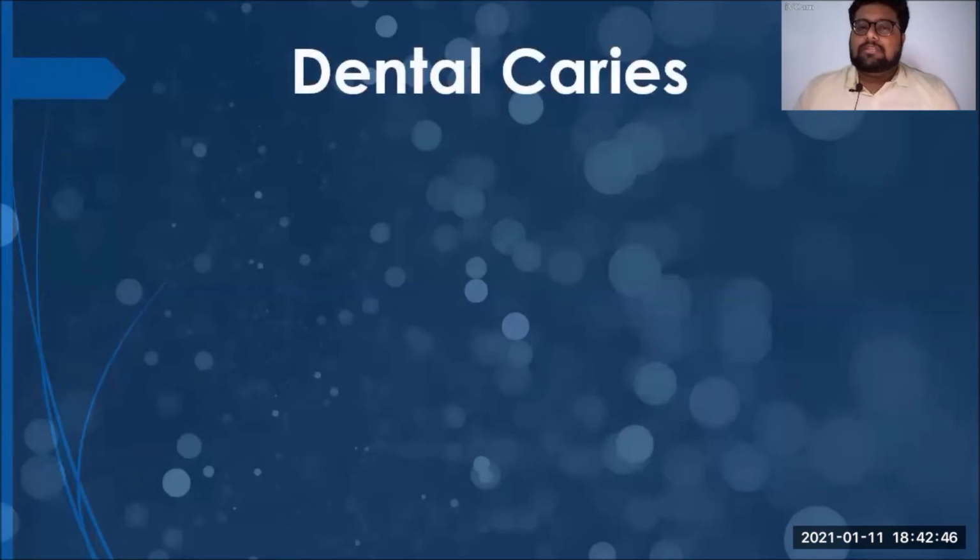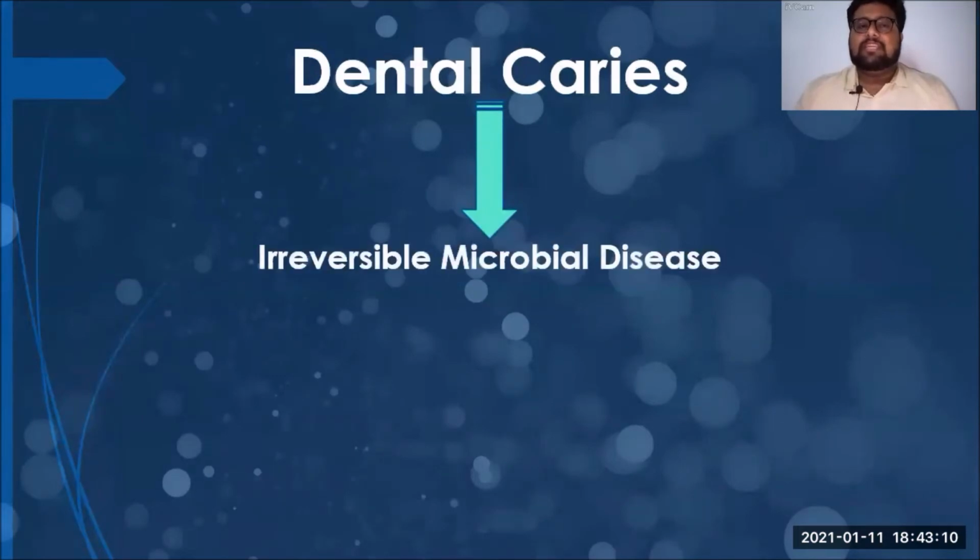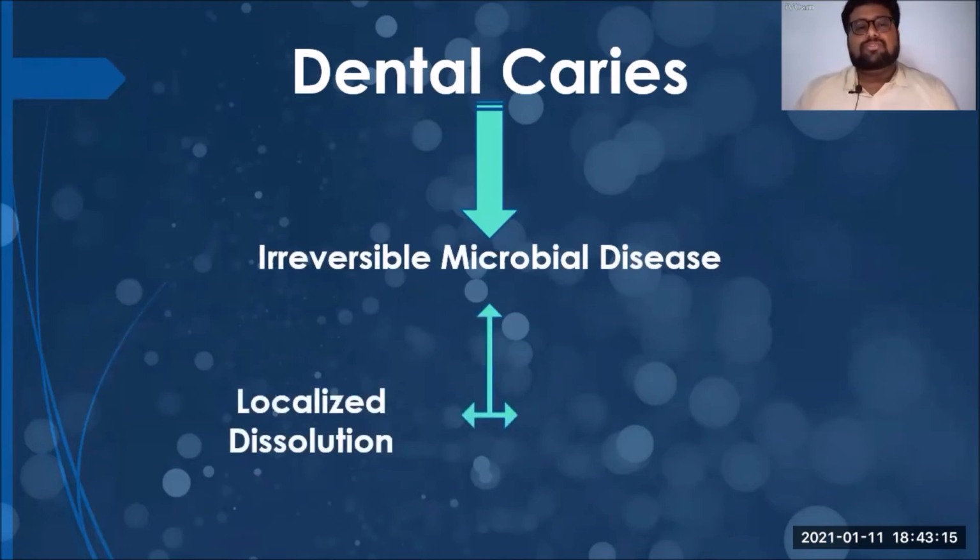Now we'll go to dental caries. What do you know about dental caries? The simple way to understand it is that it is some sort of disease in the tooth which causes it to rot. The word caries comes from a word meaning rot. The basic definition of dental caries is that it is an irreversible microbial disease that causes localized dissolution of the organic part of the tooth and localized destruction of the inorganic part of the tooth.